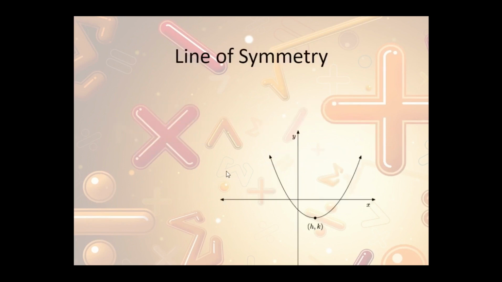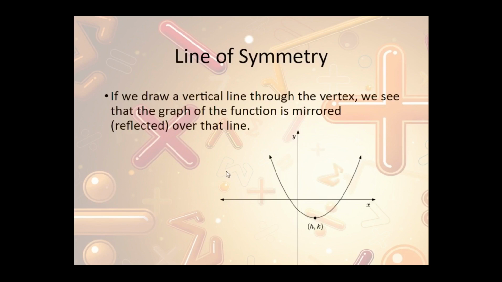Now, the line of symmetry. So if we draw a vertical line right through the vertex, right through here, we should be able to see a mirrored image. So if we look here, here's my vertical line right through the vertex. And notice this point here and this point here should be exactly the same distance from this line. If I pick any other point, this one and this one, they should be exactly the same distance from the line of symmetry. So it's reflected. If I were to take this and flip it over, it should land directly on this one. So this is our line of symmetry.